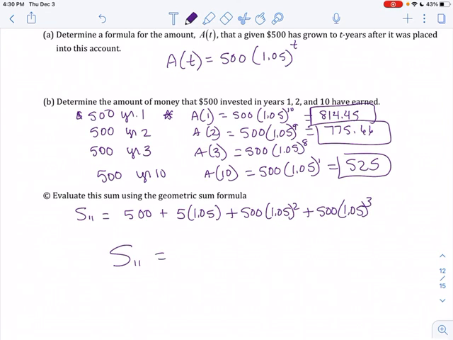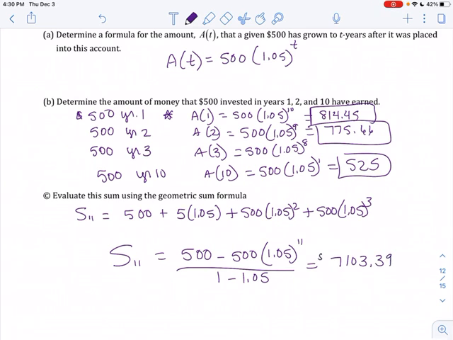But let's just use our formula. The sum of all 11, okay, because I'm putting money in at the end of 10 years, I'm also going to put it in. So 500, that's the initial, minus 500 times 1 plus the rate, so that's 1.05 to the 11th power, over 1 minus 1.05. So that's going to be $7,103.39. So that's the sum of all of that money if you put in $500 a year for 10 years. All right, and we will practice that.